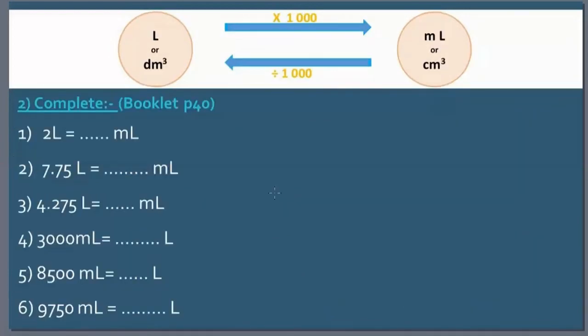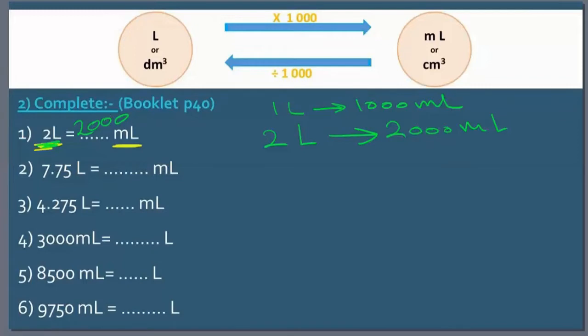Complete. So here I want to convert from 2 liter to milliliter. Okay, so we said before 1 liter equals 1000 milliliter. So here I have 2 liter, so this means 2 liter gives me what? 2000 milliliter. Okay, so the answer here is 2000.